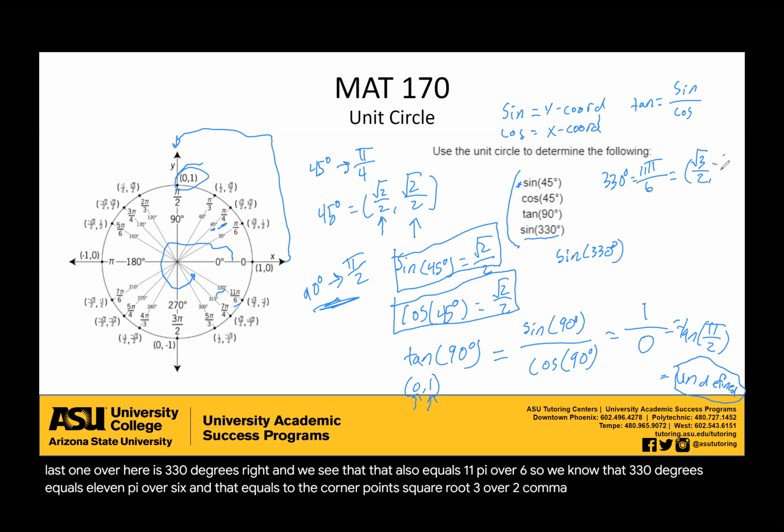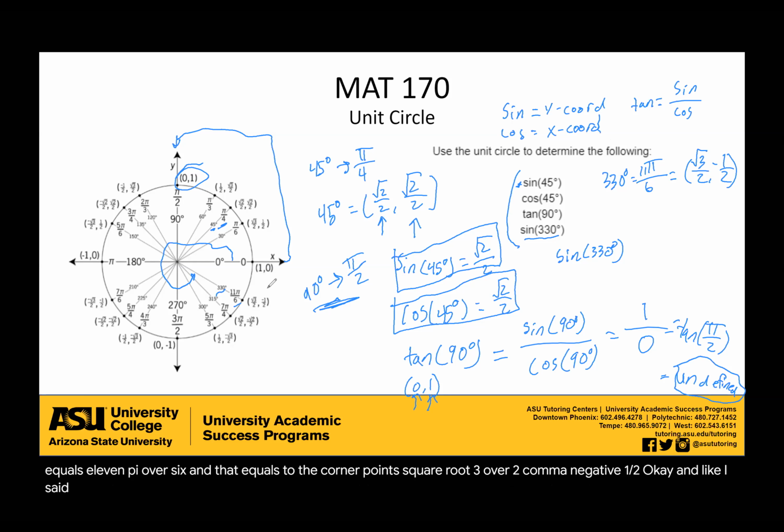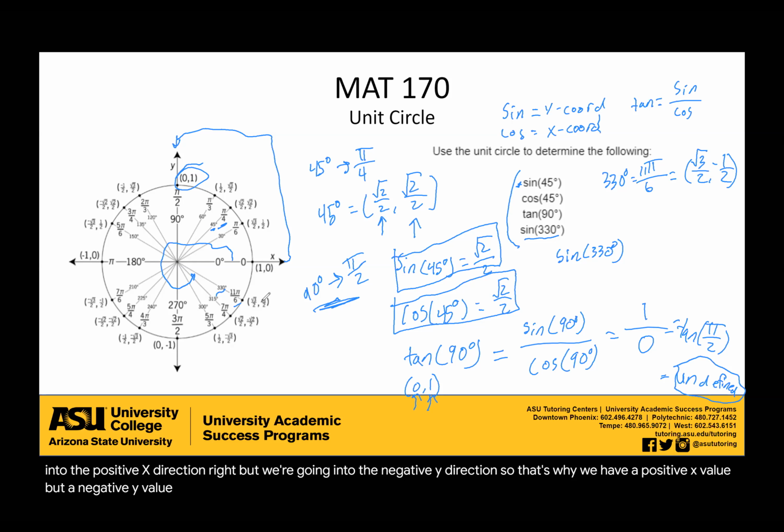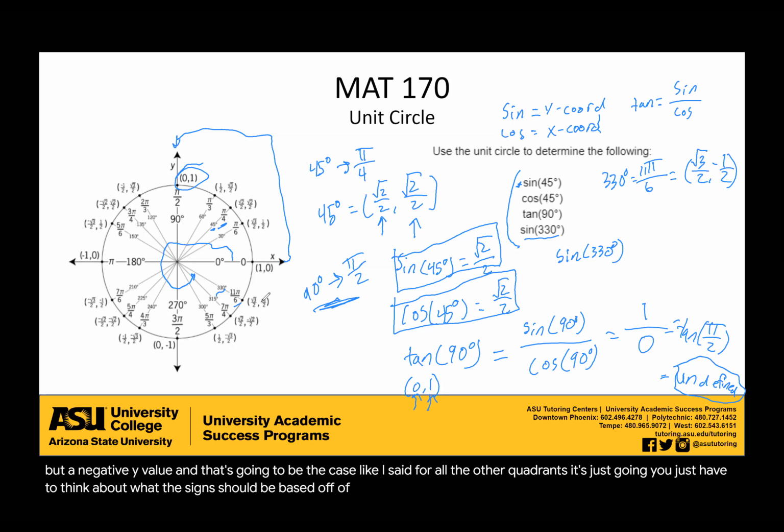comma, negative 1/2. Okay? And like I said, these coordinate points are all going to be the same, right? So we know just by looking at this graph that we're going into the positive x direction, right? But we're going into the negative y direction. So that's why we have a positive x value, but a negative y value. And that's going to be the case, like I said, for all the other quadrants. You just have to think about what the signs should be based off of the direction that it's going.